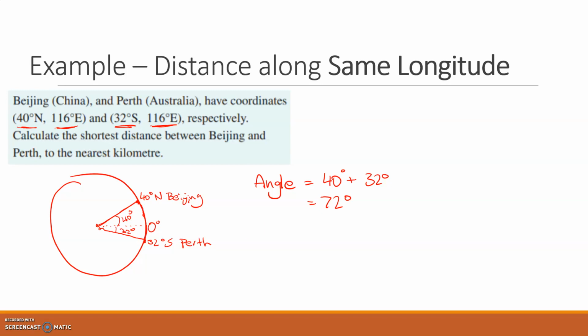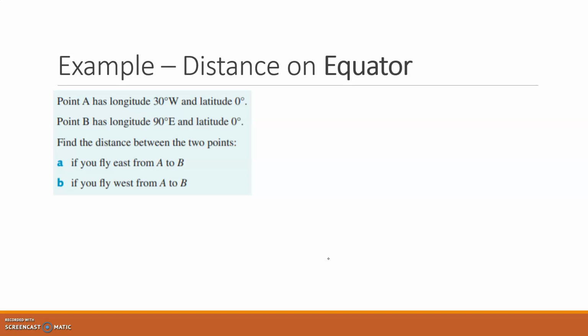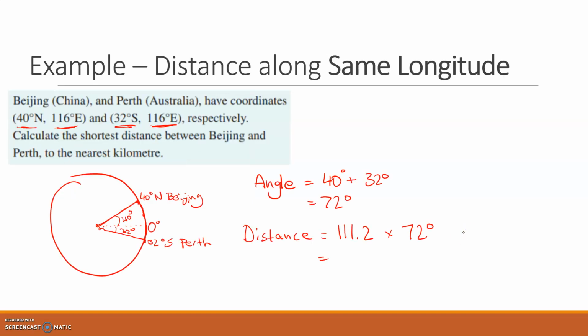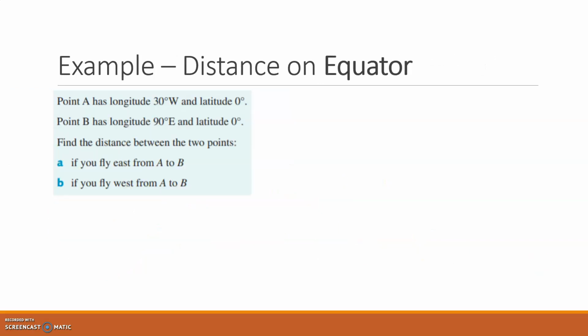So that means that the real distance in kilometers is going to be equal to, like we said before, 111.2 multiplied by that angle, because a 1 degree angle on Earth is 111.2 kilometers. So if we multiply by 72, we then get our answer, and it's 8,006 kilometers. So what we're saying is along the Earth's surface, there's 8,006 kilometers between Beijing and Perth, if you're traveling south from Beijing or north from Perth. So that's how you do one of these.